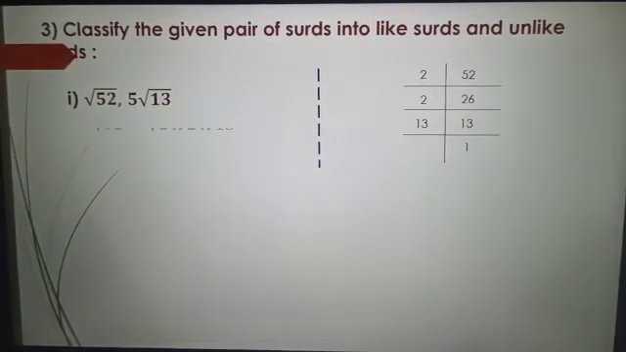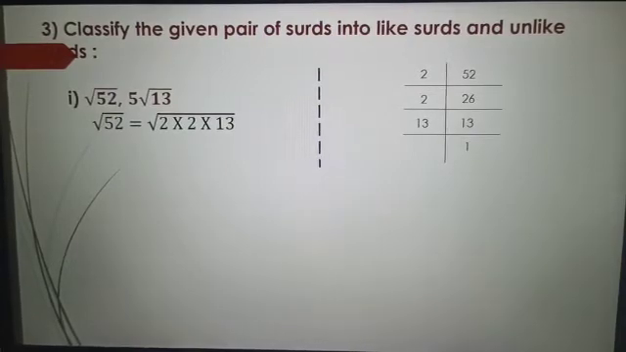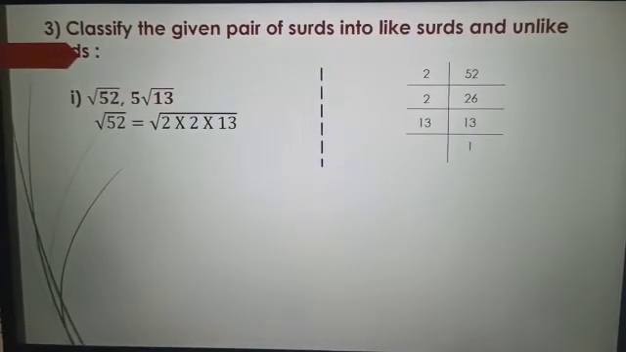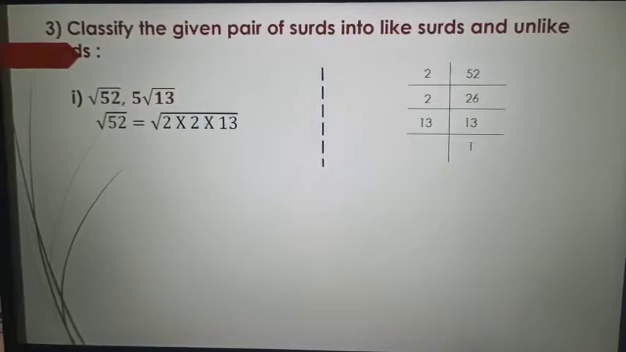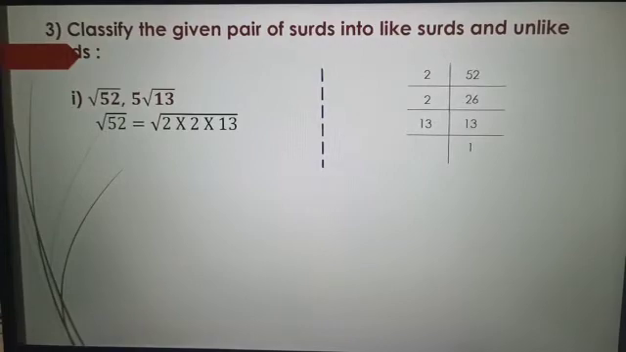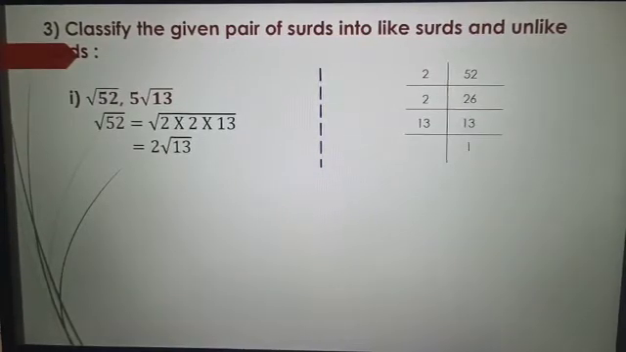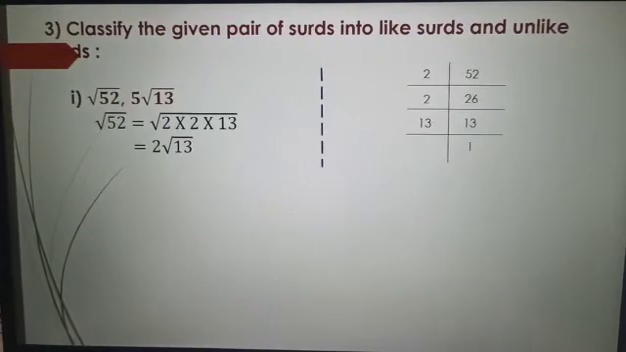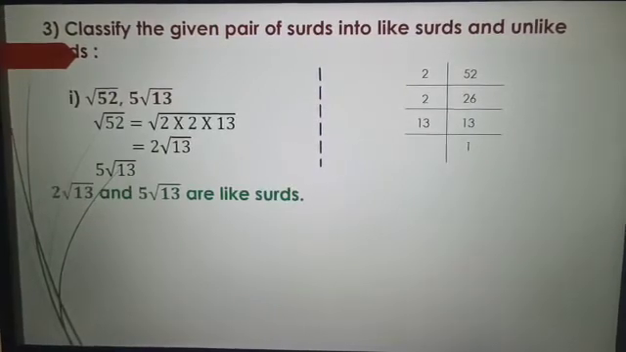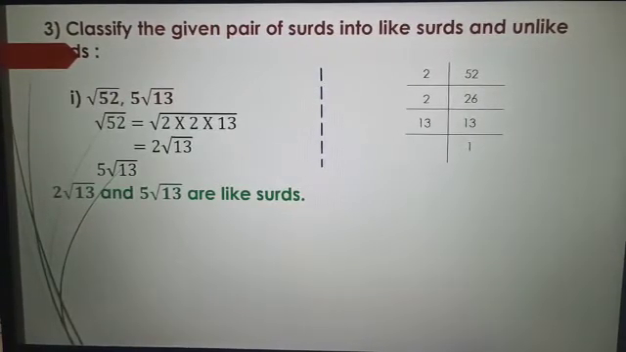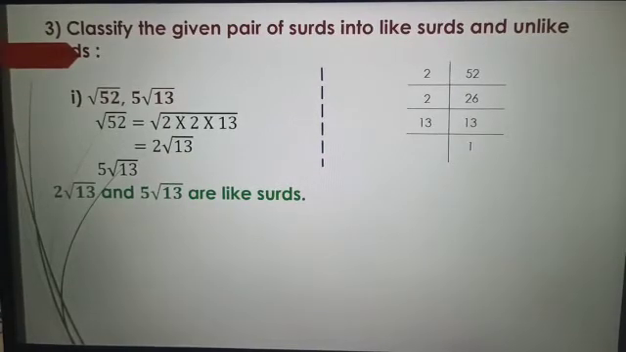We have to write it in the square root. So square root of 52 is equal to square root of 2 into 2 into 13. Here the order is 2, so we have to take 2 numbers as one number outside. So take 2 outside. So we got the answer 2 square root of 13. So see the radicand now. Both the radicands are 13, 13. That's why these are like surds.